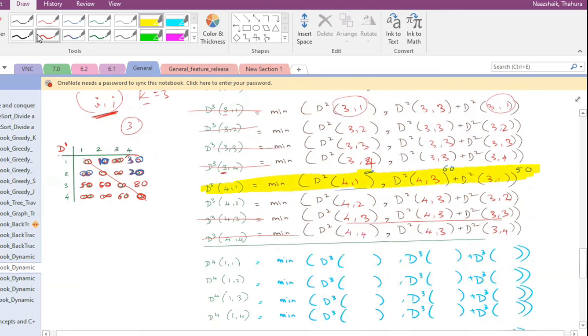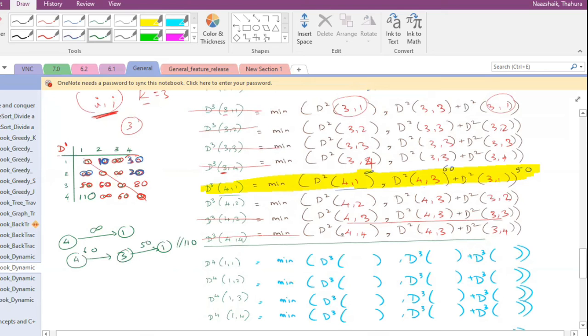You understood that? So this one, we are saying 4 to 1. Initially, it was infinity. But you can go from 4 to 3, 3 to 1. This is possible. So this is 60 and this is 50. So overall cost is 110. So 4 to 1 changes now. From infinity, it becomes 110.